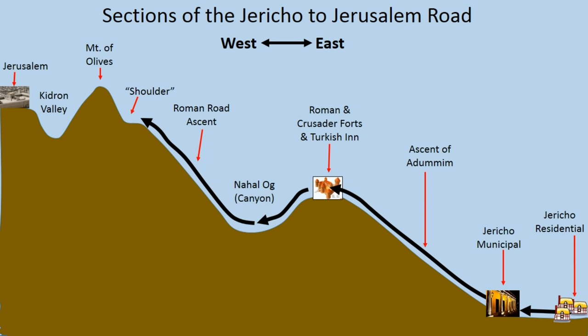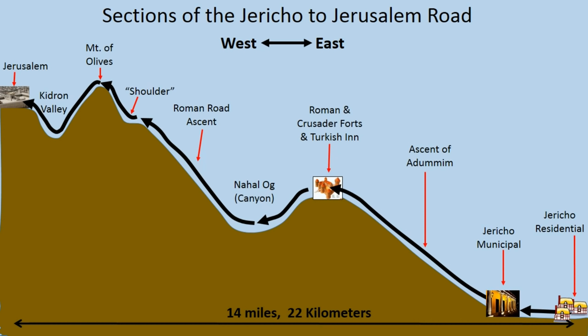It reaches the eastern shoulder of the Mount of Olives, and then climbs over the top of the mountain. Finally, the road descends down into the Kidron Valley before ascending into the city of Jerusalem. The straight line distance between Jerusalem and Jericho is 14 miles or 22 kilometers, but there is an elevation difference of 3,300 feet or 1,000 meters.